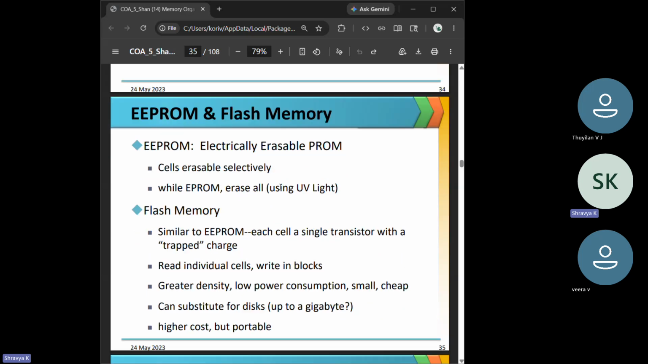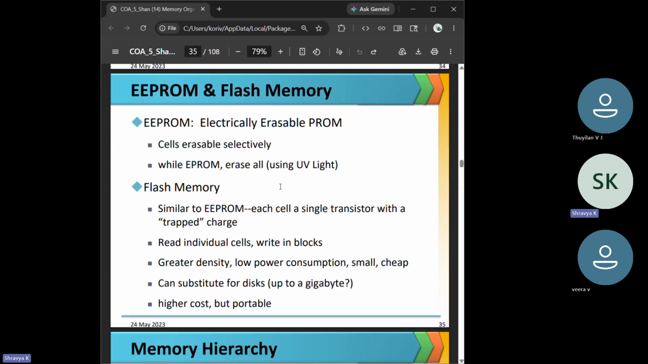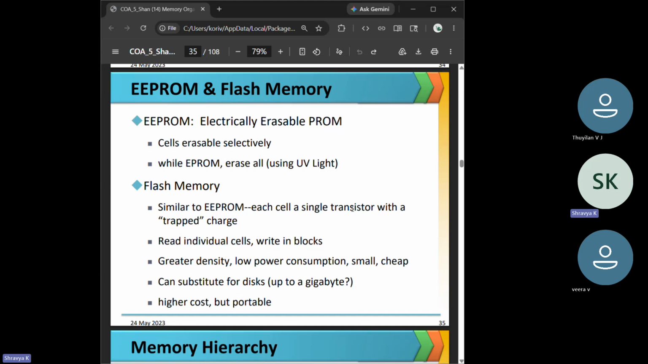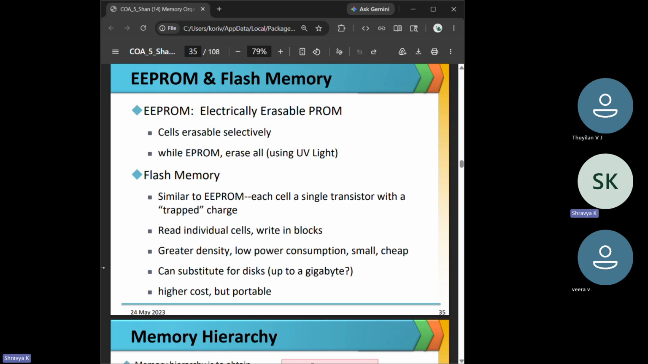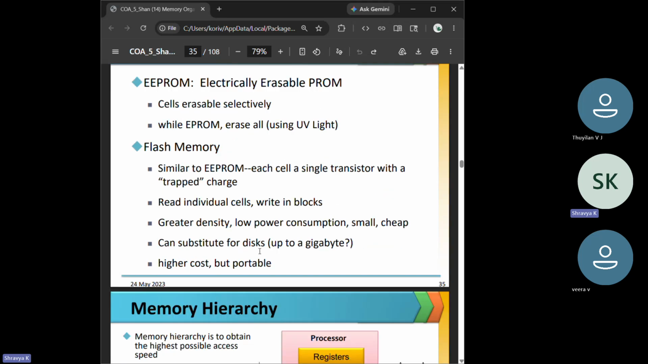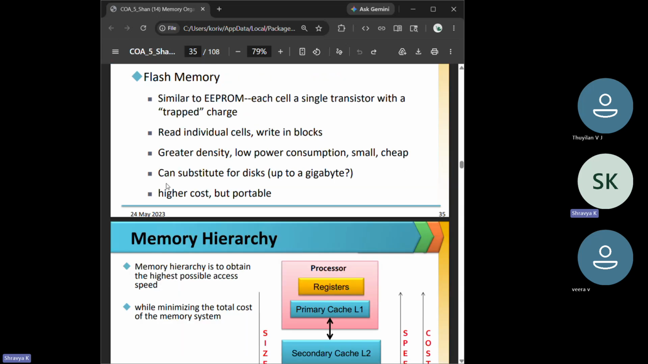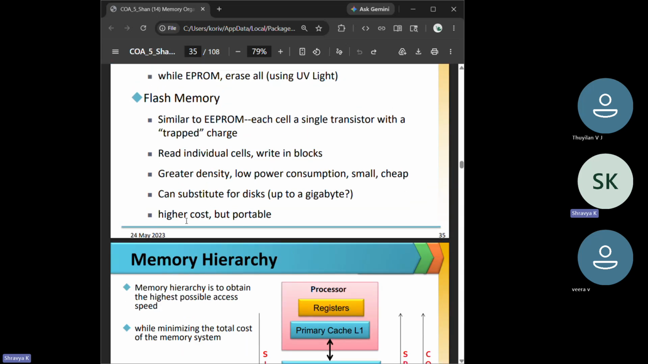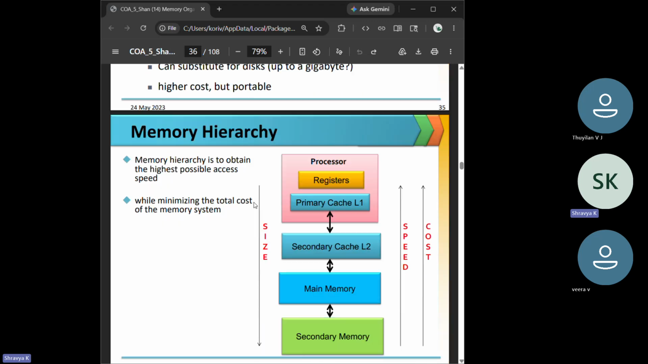And it's done electrically. Whereas the flash is different because it is written by the user and it is erasable, but it is written in blocks, right? It is read in individual cells, but it's written in blocks, and it can be erased electrically as well. And in all the other criteria, it sort of beats all the other ones in terms of density, power consumption, and being inexpensive. It can be a substitute for discs as well, but the only downside is that it's a higher cost, but it has more portability, right?